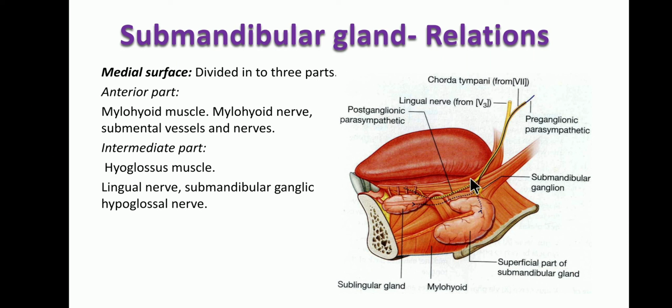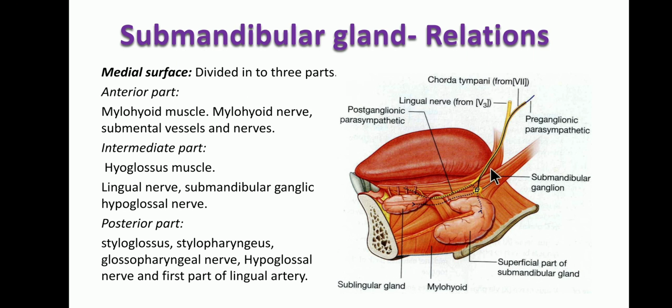So the lingual nerve is again a branch of the posterior division of the mandibular nerve. So lingual nerve and then the submandibular ganglion, because the ganglion itself is suspended from the lingual nerve by two roots, anterior root and the posterior root. So the intermediate part is related to the hyoglossus muscle, lingual nerve, submandibular ganglion, and one more structure which will be passing on the lower part of the muscle is the hypoglossal nerve.